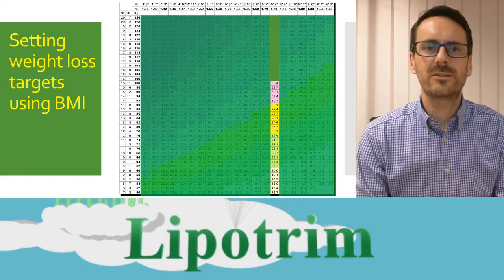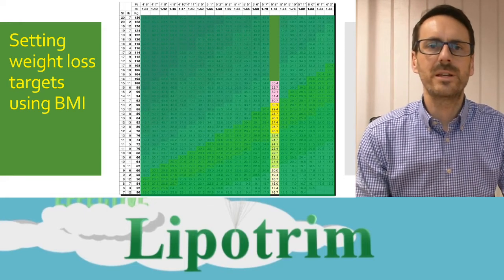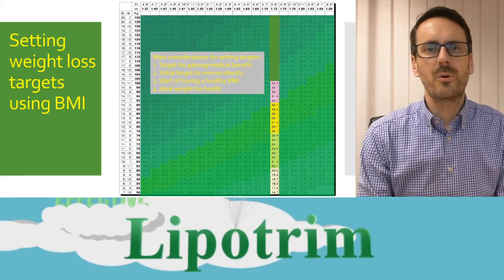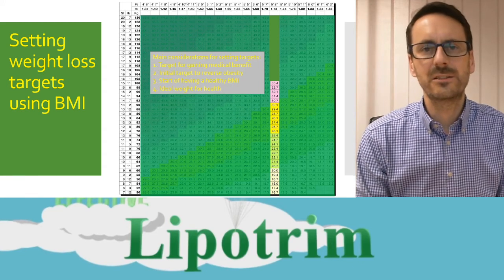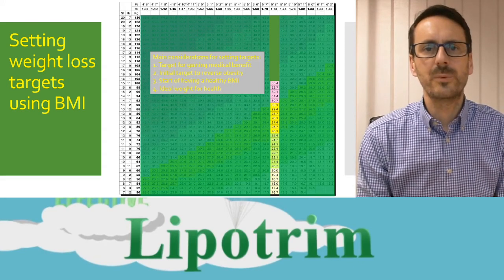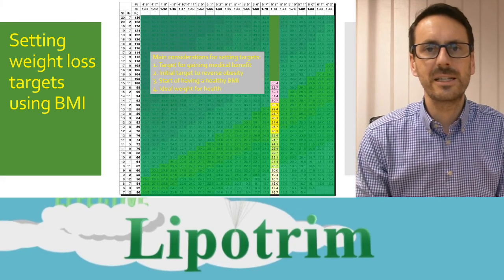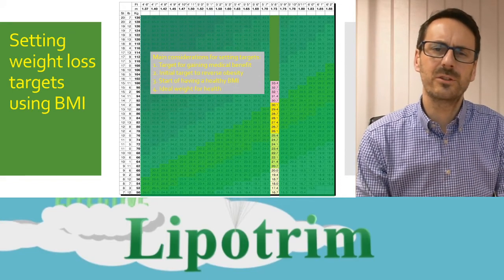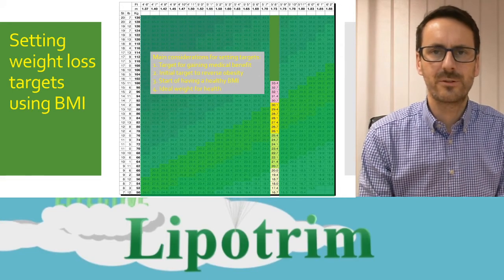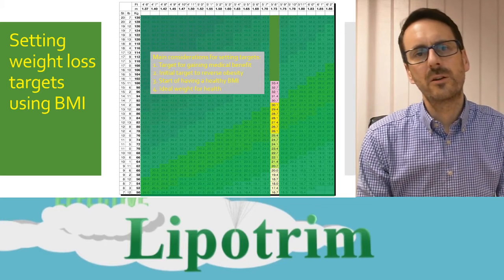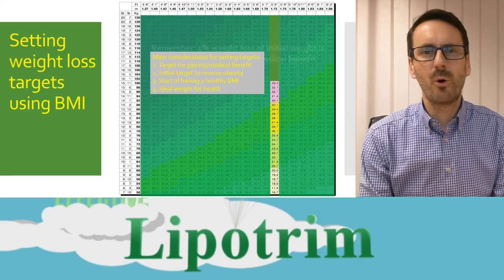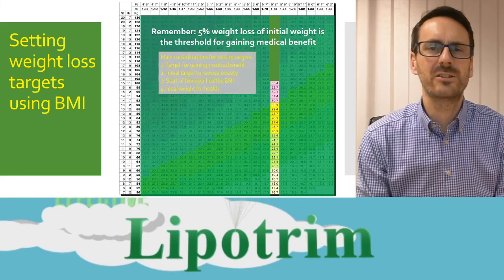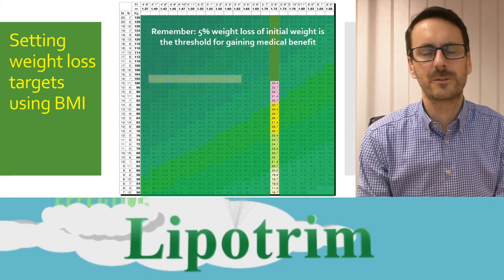So, setting weight loss targets using BMI. So we do think of setting targets for everyone, but what do we need to consider? Well, we need to consider what do we need to achieve to gain medical benefit? What do we need to achieve to reverse obesity? What do we need to achieve to have a healthy BMI? And what do we need to achieve to have an ideal weight for our health? So when we're looking at all these considerations, the most important consideration is medical benefit, and a 5% weight loss of initial weight is the threshold for gaining medical benefit from weight loss.